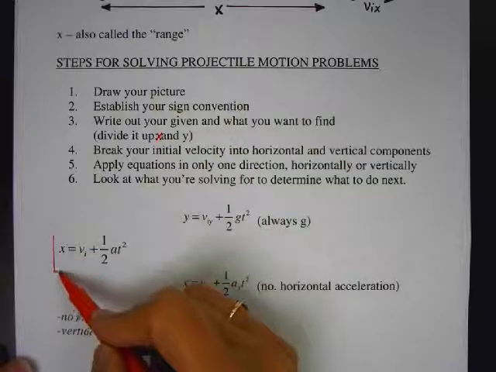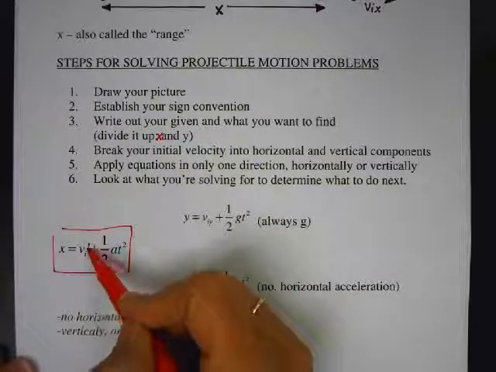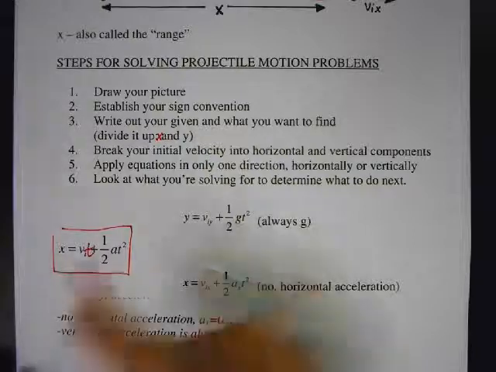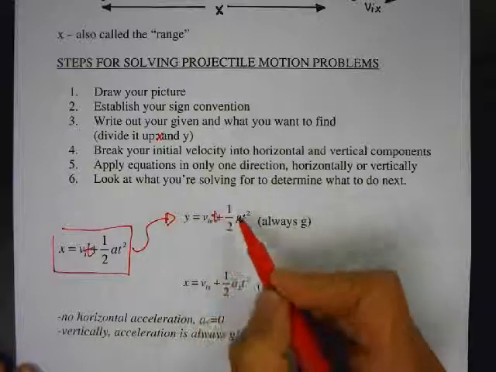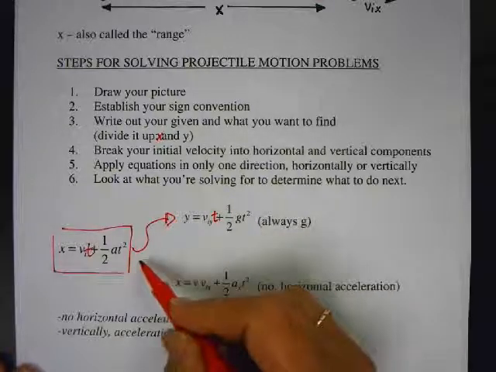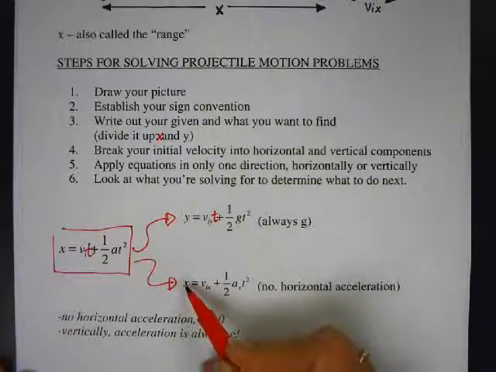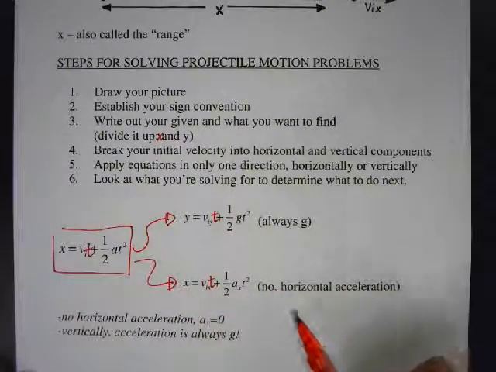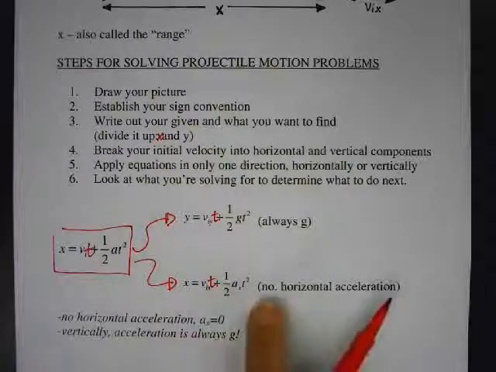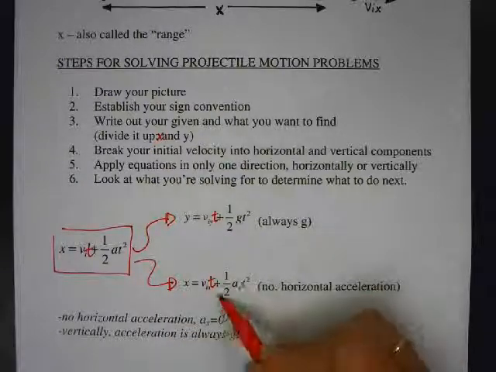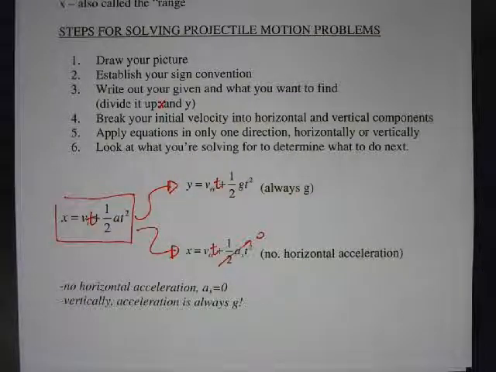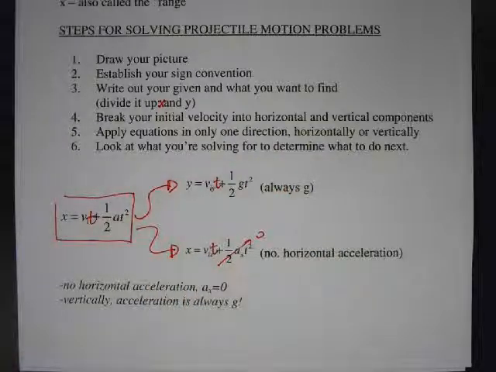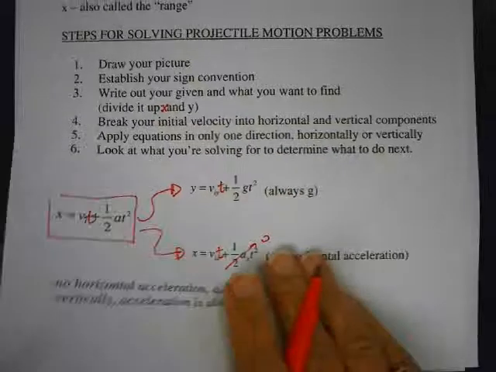So when we learned this equation, x is equal to v_i t plus 1/2 a t squared, if I apply this vertically, it becomes y is equal to v_iy t plus 1/2 g t squared. And if I apply this horizontally, it becomes x is equal to v_ix t plus 1/2 a_x t squared. But again, there's never, ever going to be a horizontal acceleration, so this is going to be 0. And you notice that I corrected the typos as I was going along, because for some reason the t's were forgotten here.